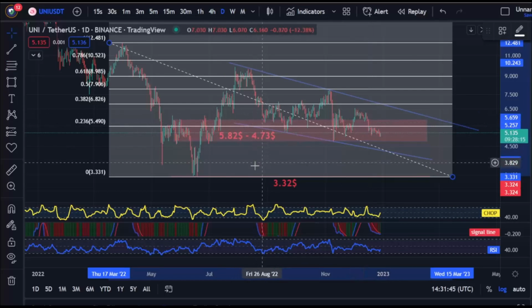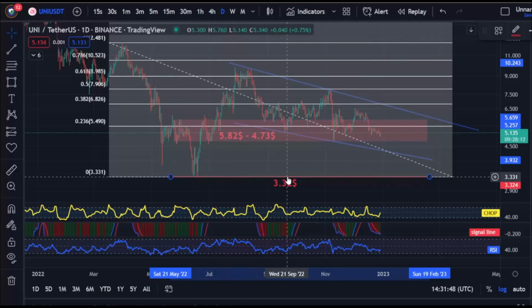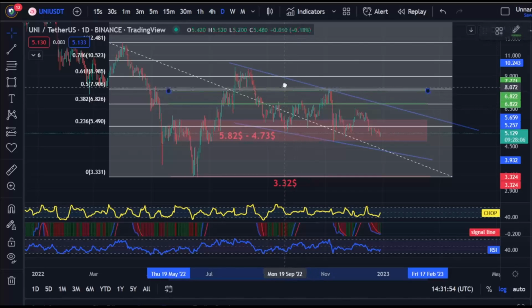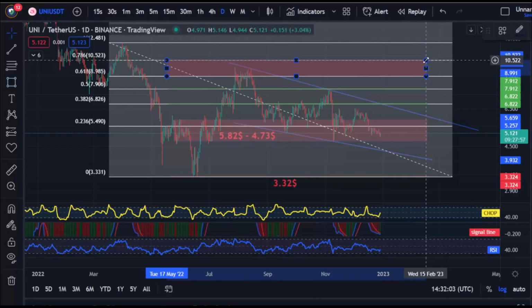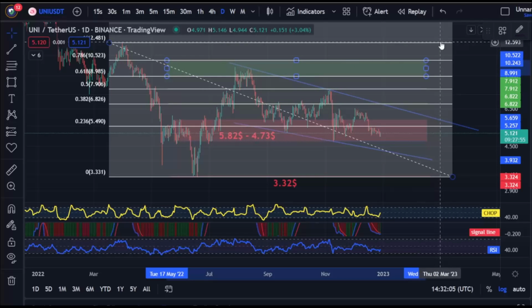Looking the other way, we will similarly check where the price should break resistance when the downtrend reverses. As we can see, we have the first resistance at $6.82, the second resistance at $7.91, and then we have a strong resistance zone from $8.99 to $10.52.